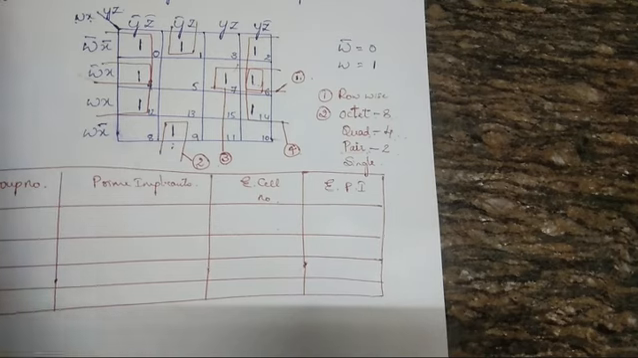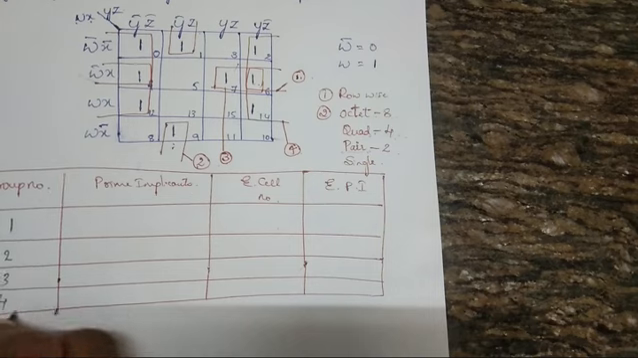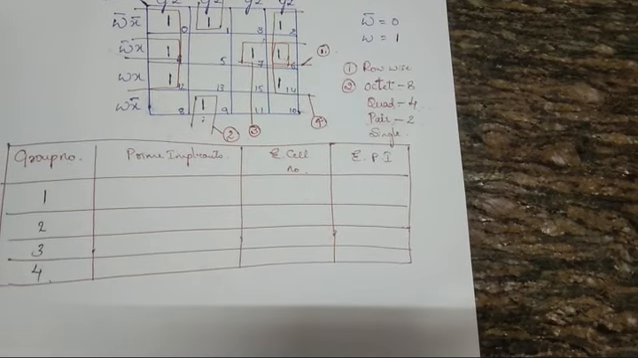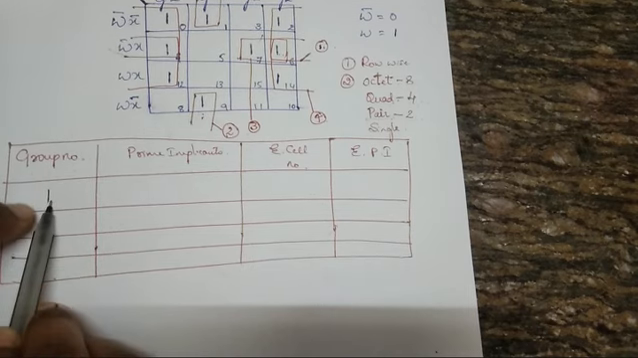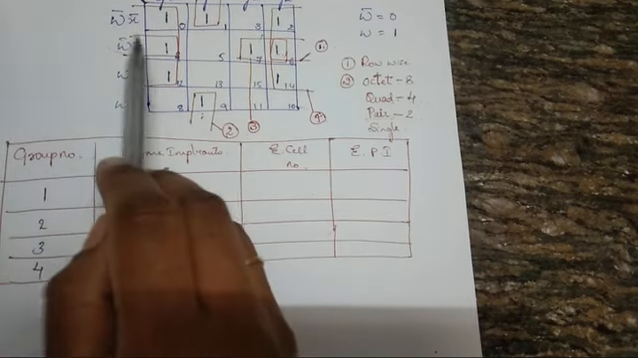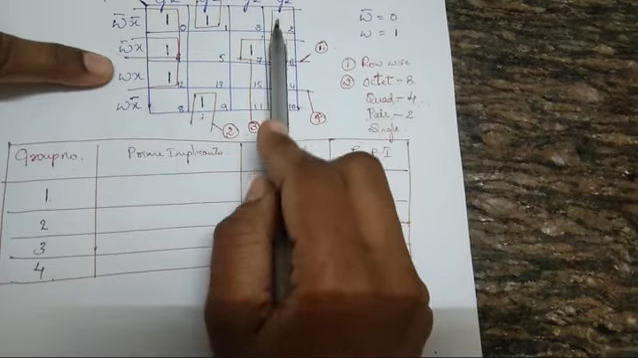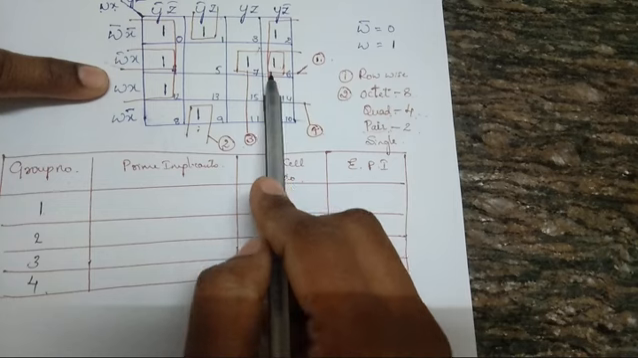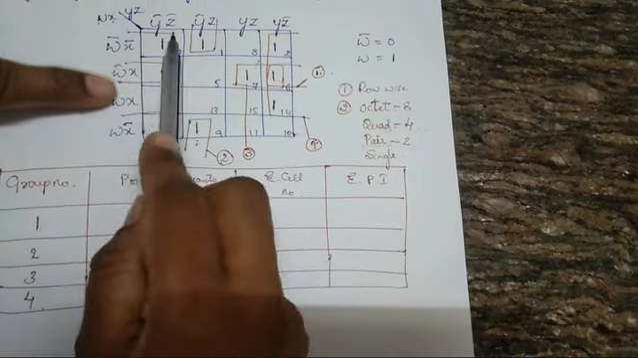So this is my group number 1, 2, 3 and 4. Next, see, in the group number 1, where is my group number 1? This is my group number 1. We have already marked here, right? This is my group number 1. Okay, is it visible? Group number 1.